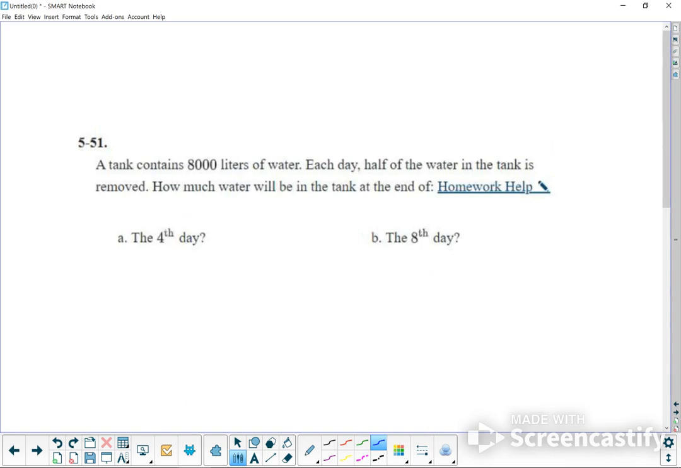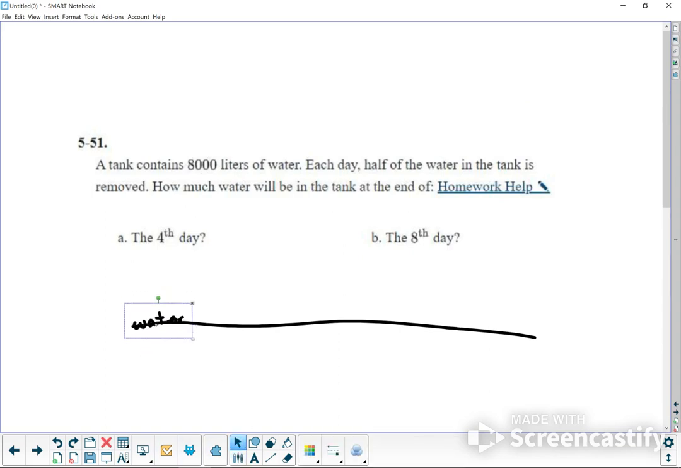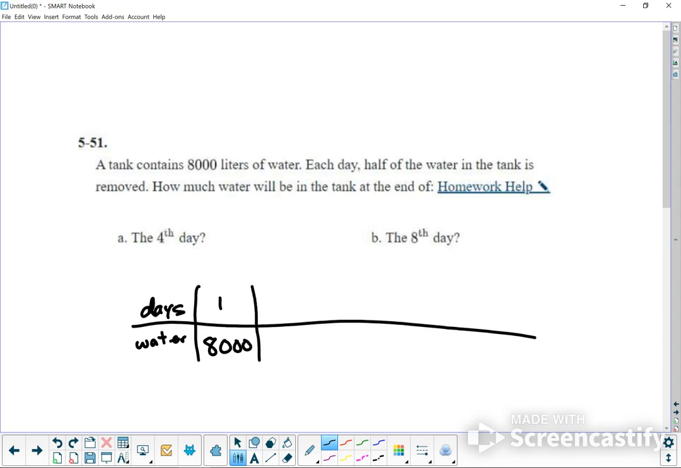Number 51. A tank contains 8,000 liters of water. All right, so we can make a table for that. So this is water, and days. On the first day, there's 8,000 liters of water. Each day, half the water is removed. So on the second day, we get half that, so that's 4,000. The third day, it's going to be half of that. It's 2,000.